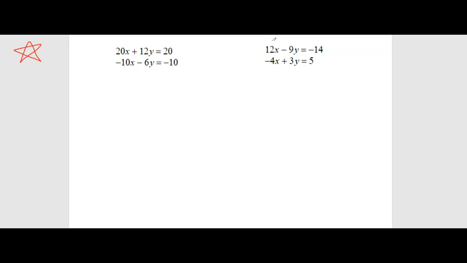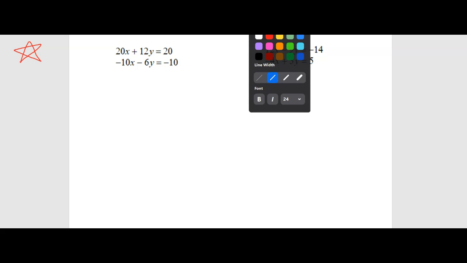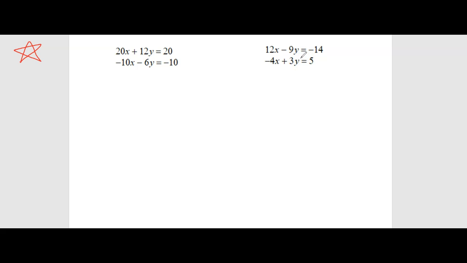All right, so here, it's actually not going to be easier to use substitution, right? Because none of the equations are solved for any of the variables. So we'd have to do a bunch of rearranging, and then we may get some fractions before we substitute, etc. So we're going to see if elimination will work.